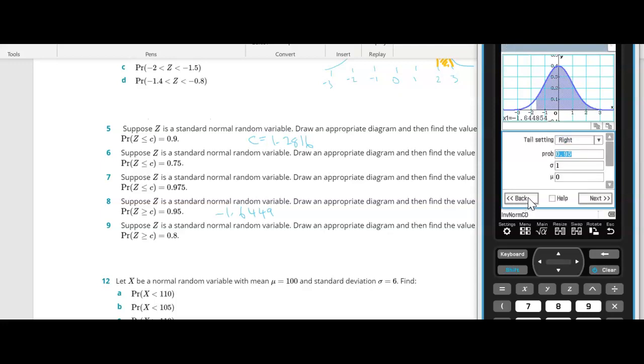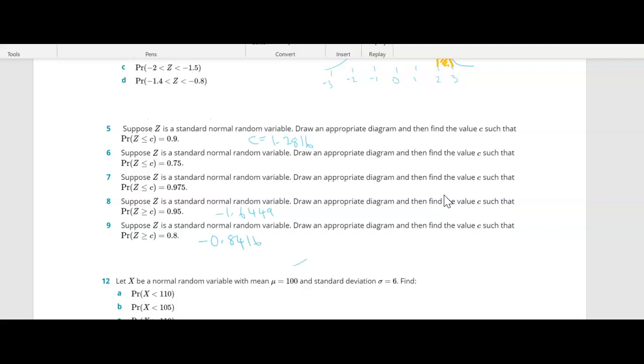We'll go back. So Z is greater than C, so we're doing right. Now, if you need to write down whether you're choosing left or right, it's probably a good idea to put that in your theory. This time our probability is 0.8, and it's still standard. All right, so there you can see it's -0.8416.